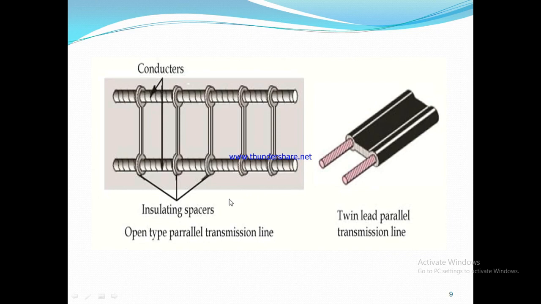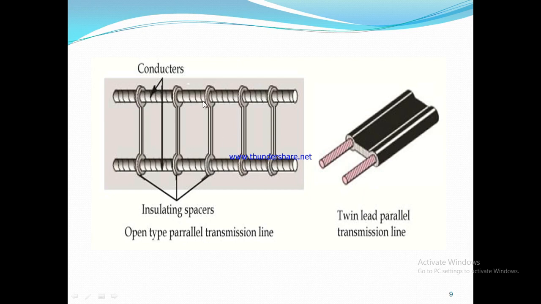The advantage of parallel transmission lines is simple construction. Coming to the disadvantages, high radiation losses. The radiation losses can be reduced by placing a grounded shield here. By using that, we can reduce the radiation losses.